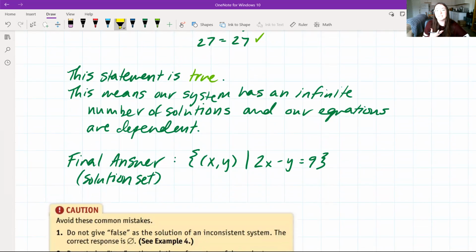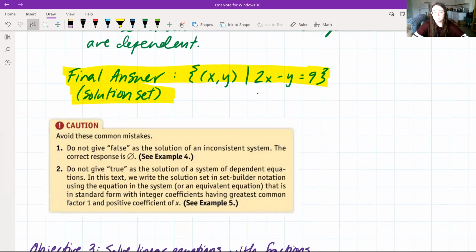So whenever we have this case, a reminder, your answer needs to be written in set builder notation. This is how you need to write your answers when you have equations that are dependent and systems that have an infinite number of solutions. Just like in our last problem, if you would like to check, you can go ahead and solve for y in both of our equations to make sure that your equations are going to be the exact same.